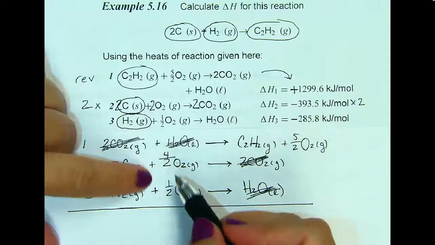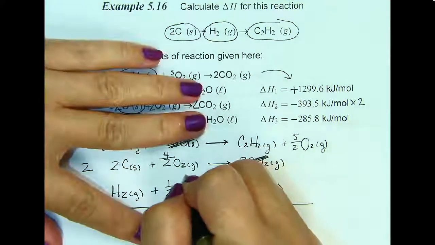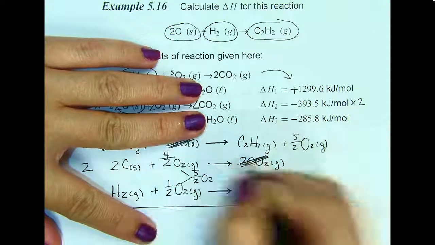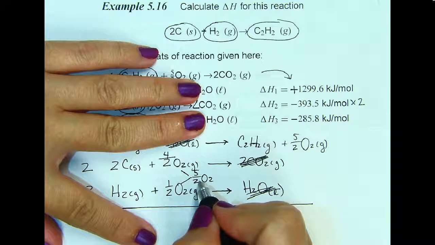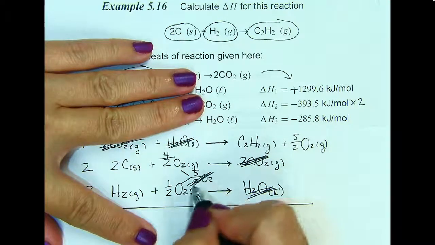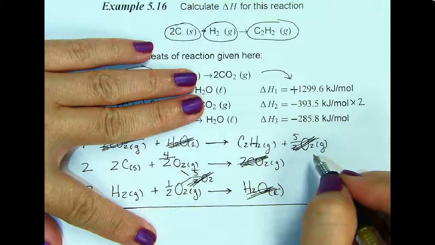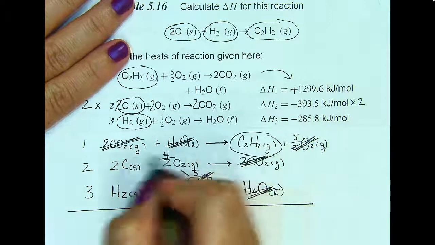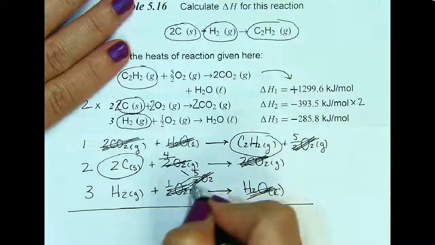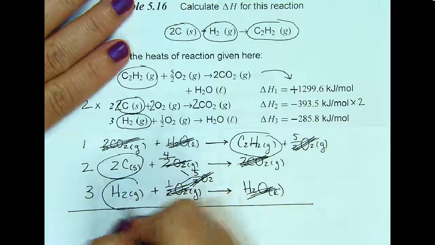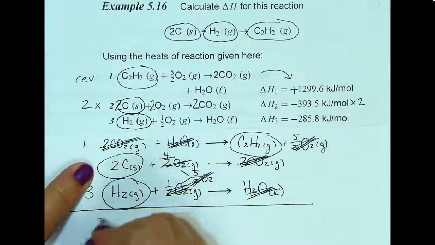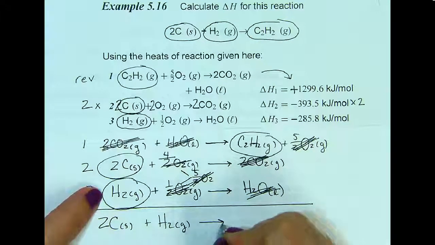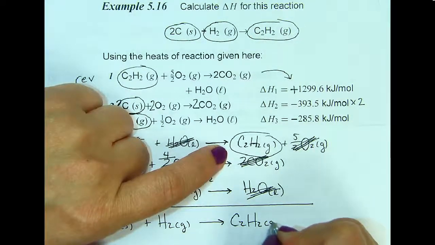So 4 over 2 plus 1 over 2 is a combined total of 5 over 2 oxygen. And this 5 over 2 oxygen on the left side total is going to cancel with the 5 over 2 oxygen of the right side. So notice what I have not canceled out is these. So these have canceled because they combine to make this one. So I have left over 2 carbon solid plus hydrogen gas yields C2H2 gas.